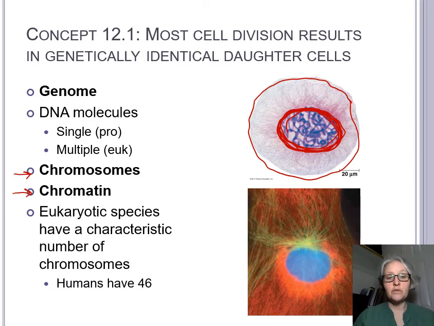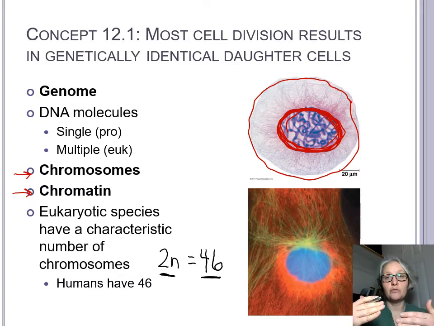Every eukaryotic species has a characteristic number of chromosomes. For humans, our chromosome number is 46. So it turns out for humans that in a normal body cell, we could write the following. In a normal diploid cell, we have 46 chromosomes. That means you got 23 chromosomes from your mother and 23 chromosomes from your father. And again, the 2n part means that you have 2 of every kind of chromosome.